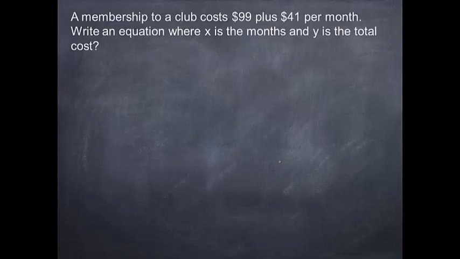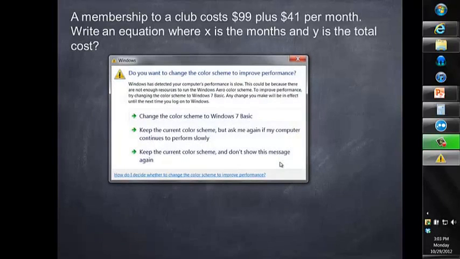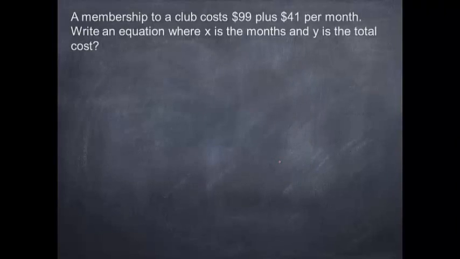Let's try another one. A membership to a club costs $99 plus $41 per month. We're going to write an equation where x is the months and y is the total cost. Go ahead and try and write this one out on your own. I want to see how you do. So make sure you pause the video and work it out.